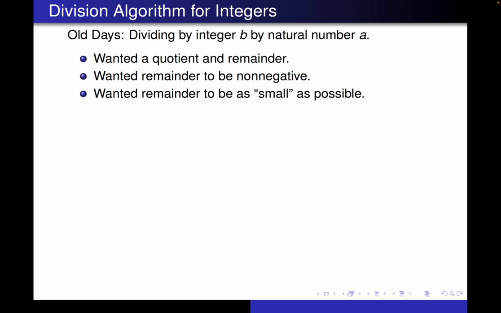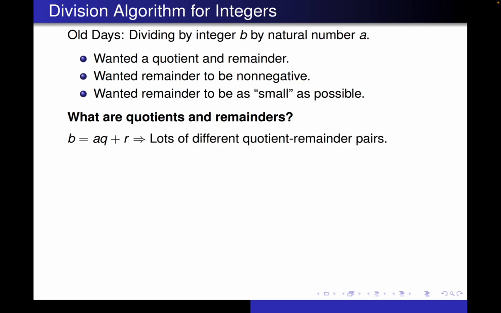So let's see what these three things imply for the division algorithm and for its proof. First of all, what are quotients? What are remainders? Those turned out to be governed by an equation like this: b = aq + r. q was the quotient, r was the remainder. Remember, there are lots of different quotient-remainder pairs. If you don't have any requirements on what your remainder can be, whether it's positive, negative, how big or how small it is, you could have lots of different possibilities for both your quotient and your remainder.